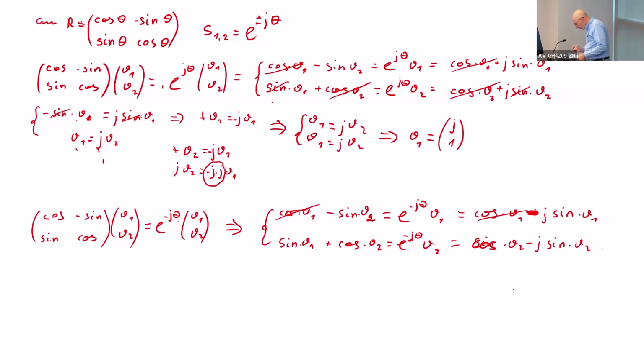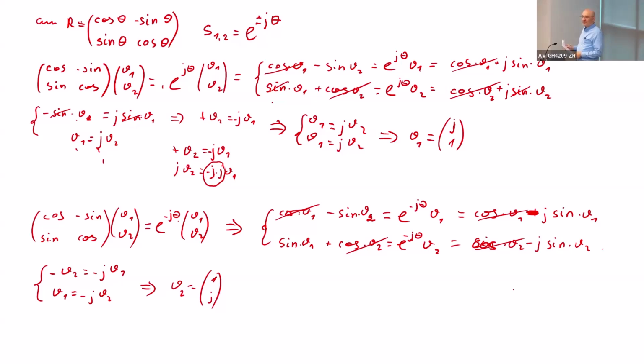Then this is cancelled. Cosine is cancelled with cosine. And again, you have a system of equations. That system of equations will be minus V2 equals minus J1, V1 equals minus J V2. So from here, you solve it and you get the second vector 1, J. Okay. So these are eigenvectors of that thing.